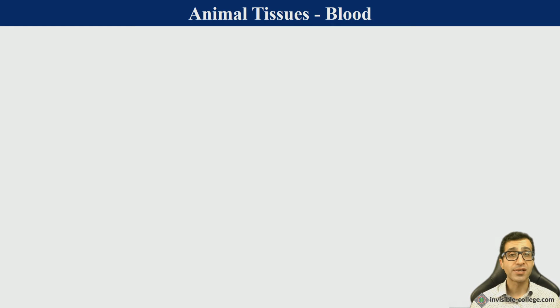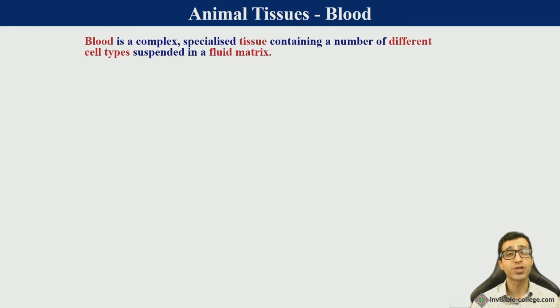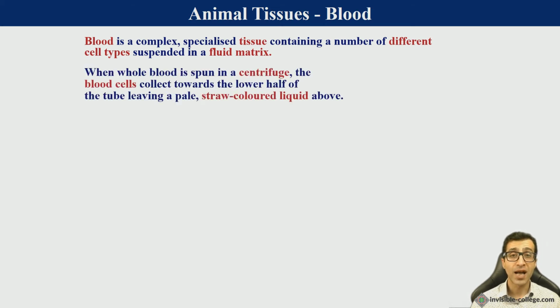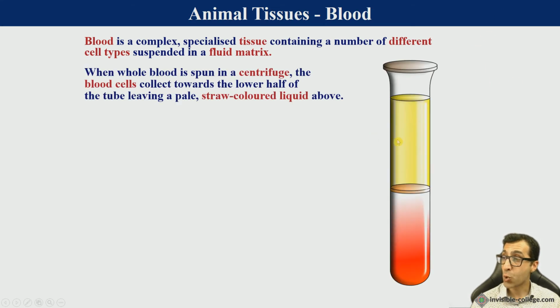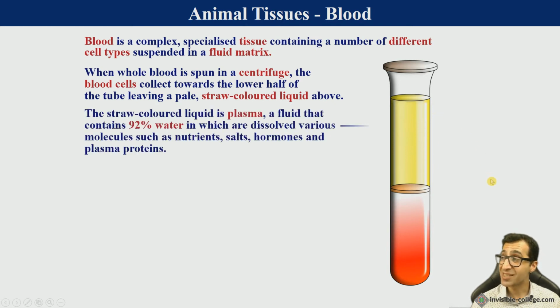We mentioned that blood is a complex specialized liquid tissue which contains a number of different cell types, and these cells are suspended in a liquid matrix. Now when we spin whole blood in a centrifuge, we find that the blood cells collect towards the lower half of the centrifuge tube, and this leaves behind a pale straw-coloured liquid above. This straw-coloured liquid is called plasma. It is a fluid made up of approximately 92% water, and you also find many dissolved substances such as nutrients, salts, hormones, and also large plasma proteins.